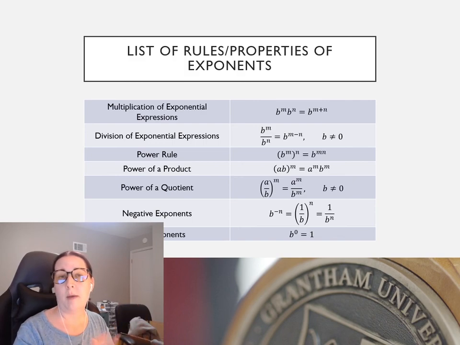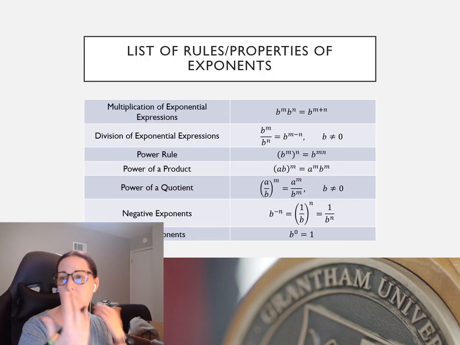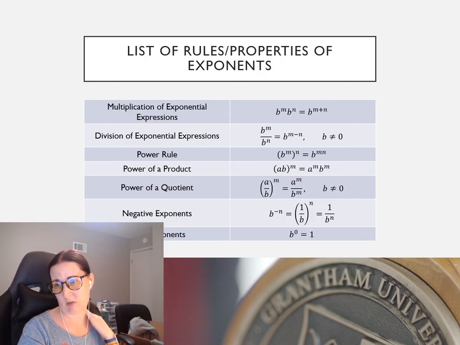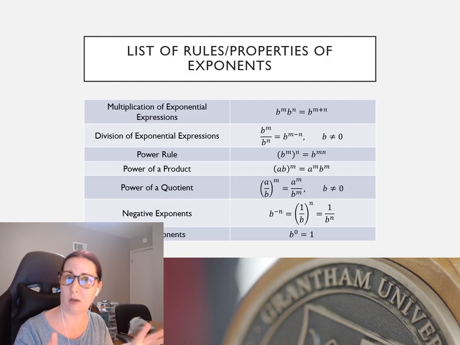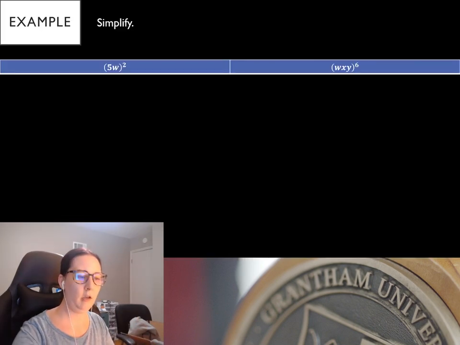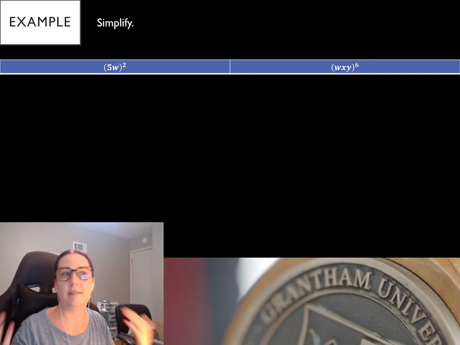So I'm doing the power of a product property today, and every example I do here is going to use that and then use either the multiplication of exponential expressions rule or the power rule. Those are the other rules that are going to be used in addition to the power of a product rule. So basically anything involving multiplication I'm covering in this lesson. We're just going to go at it and simplify these things.